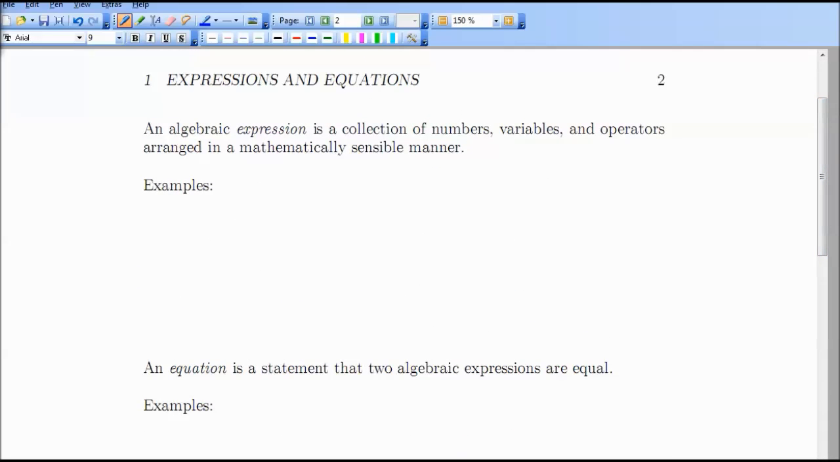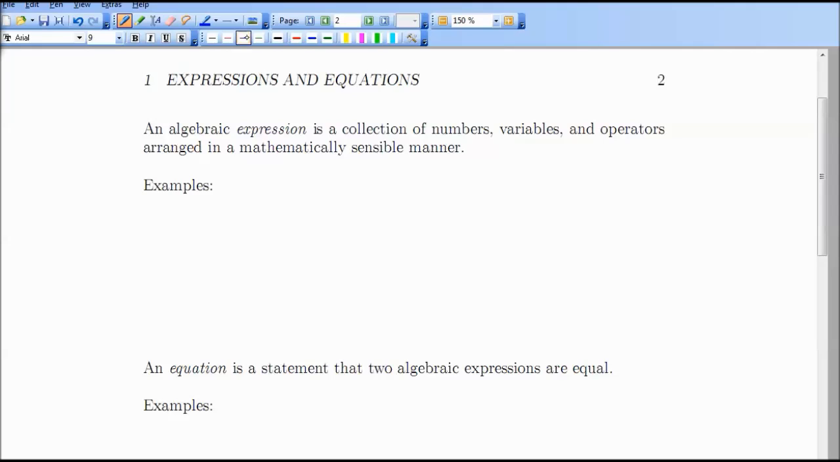Now, we can put together our numbers, real numbers, integers, our irrational, our rational numbers, whatever type of numbers we have, along with our variables, and we can connect them with operators. Operators are things like multiplication signs, or square root signs, or powers, or logarithms, things like that. Okay? They're different symbols that have specific mathematical meaning. So an expression is a collection of these numbers, variables, operators that are arranged in a mathematically sensible manner.